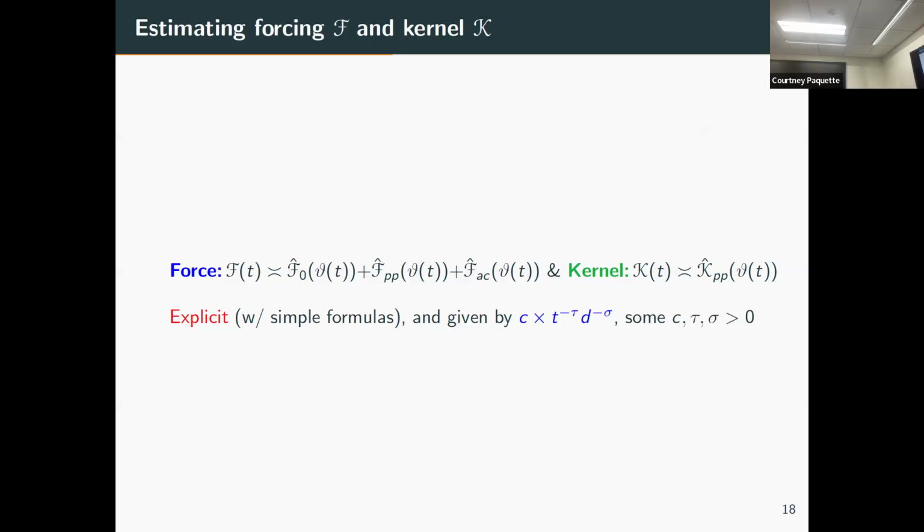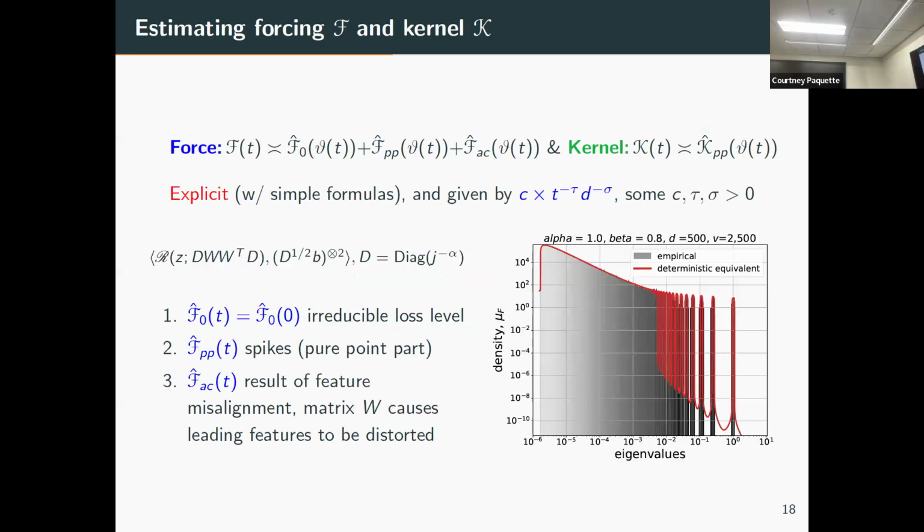So I'm going to break up my forcing function into 3 terms. Those 3 terms have a simple formula, they're just t to a power, to show explicitly. What you're interested in is understanding the eigenvalue behavior of this DWW transpose matrix. You can write down the deterministic equation and you'll get a formula that looks like this. This is the red; the gray is a simulation of that random matrix. And you see there are different behaviors in the spectrum.